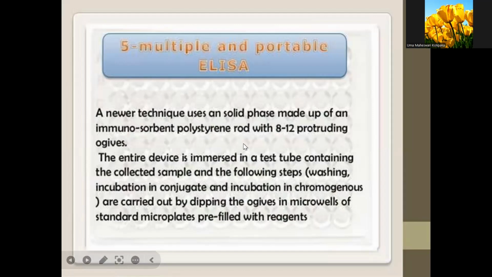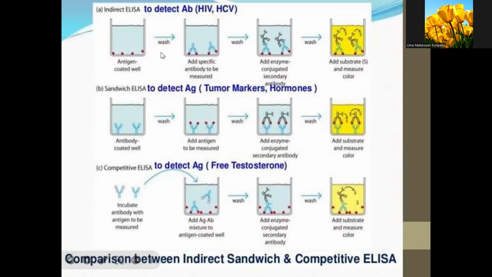So this is our indirect ELISA. Then we are going to discuss sandwich ELISA, in which we can observe the presence of antigen in between the primary antibody and secondary antibody. Here also we can observe the color, the colored product.